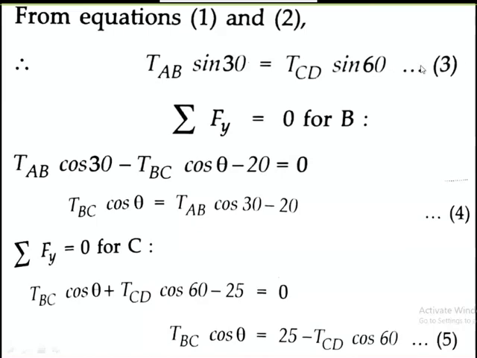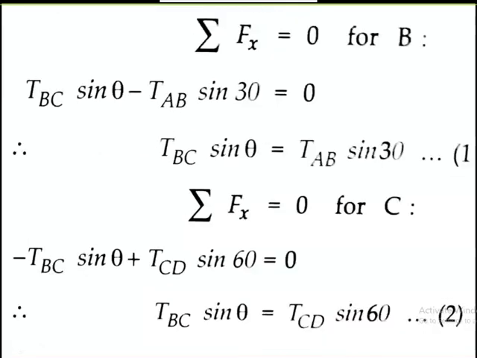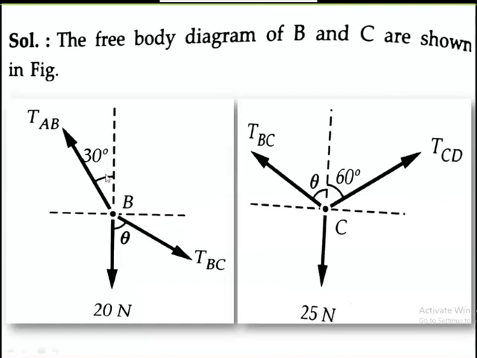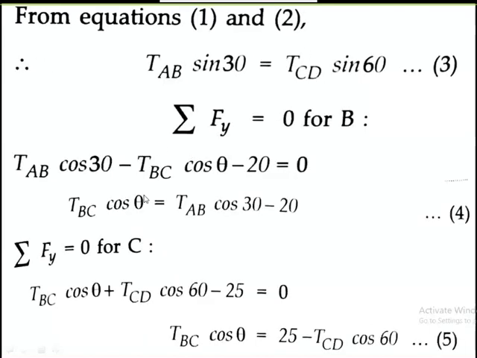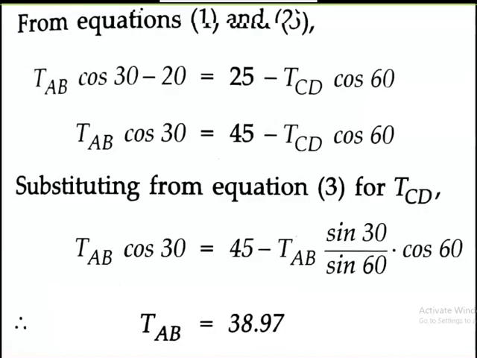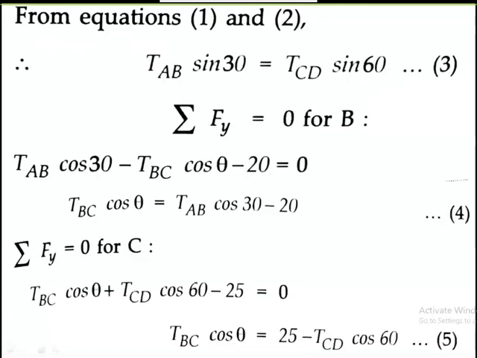Next, we will apply summation of Fy equal to 0, summing up all the forces in the vertical direction at the joint B. This will be minus TBC cos theta plus TAB cos 30 minus 20 equal to 0. So TBC cos theta is equal to TAB cos 30 minus 20.